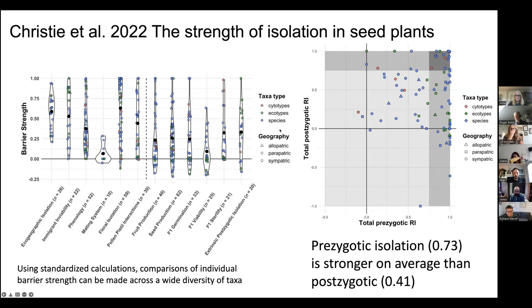So this is the most recent review that just came out. And you see that there are some trends emerging here when you look at pre and post-zygotic isolation in seed plants. Pre-zygotic isolation tends to be stronger, quite a bit stronger. And so this is the sort of thing that having one specific set of metrics can do: all these barriers are comparable, and across multiple different species, it's comparable.